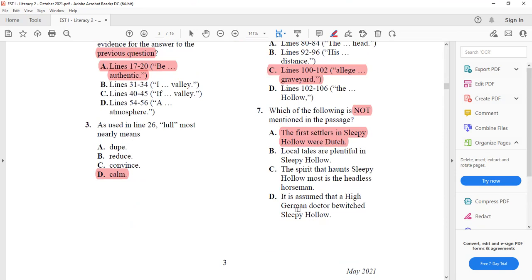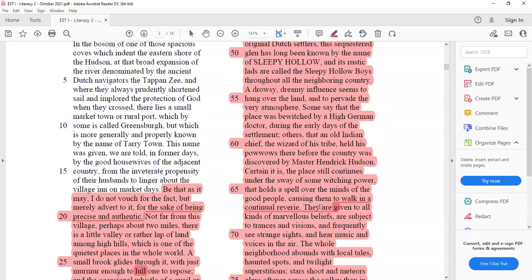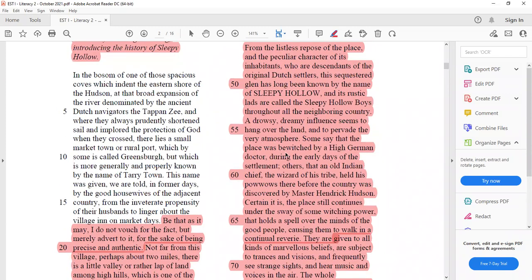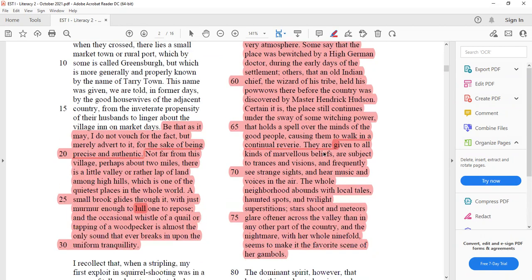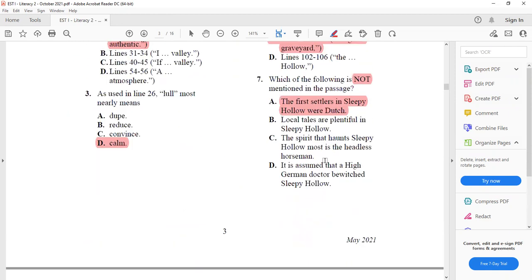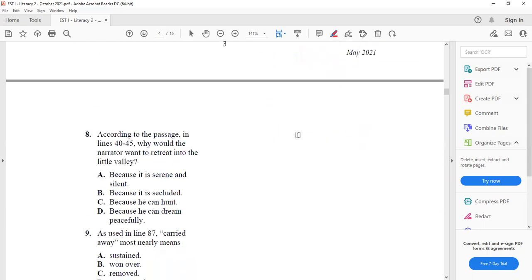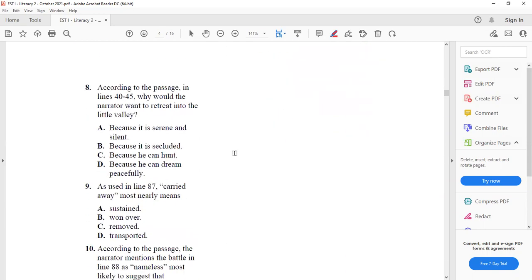Okay, the last one. It's assumed that a high German doctor bewitched Sleepy Hollow. Also, we read it, mister. We read it here in line 56. Take care. All of these, you read it actually. 56. Some say that the place was bewitched by a high German doctor during the early days of the settlement. So the only one that is not mentioned, as I told you, here he said original. There he said original, here he said first. So it's not mentioned, mister, that we don't know that original means first or not. So the answer is going to be A. Let's look at the other question right now, number 8.